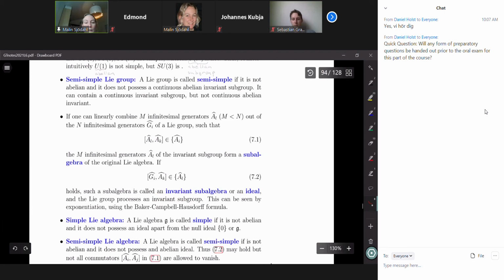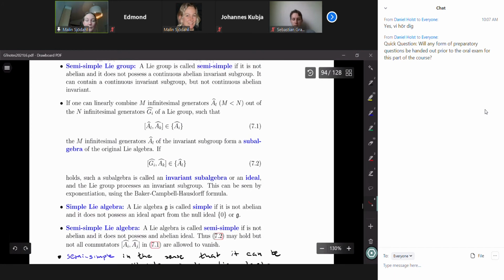And that this is the case can be seen essentially by exponentiating this. So we take e to the power, using Baker-Campbell-Hausdorff, and if we have g's and a's mixed, and the commutator is always some a, then when we exponentiate, we'll just get a series of a's. So the concept of invariant subalgebra is clearly very relevant for the invariant subgroups.